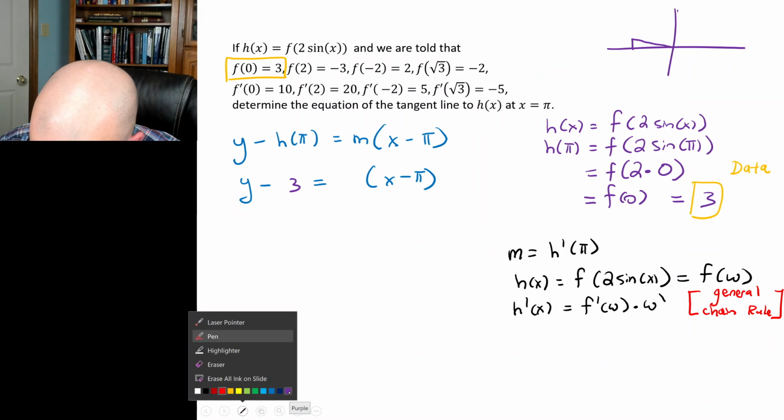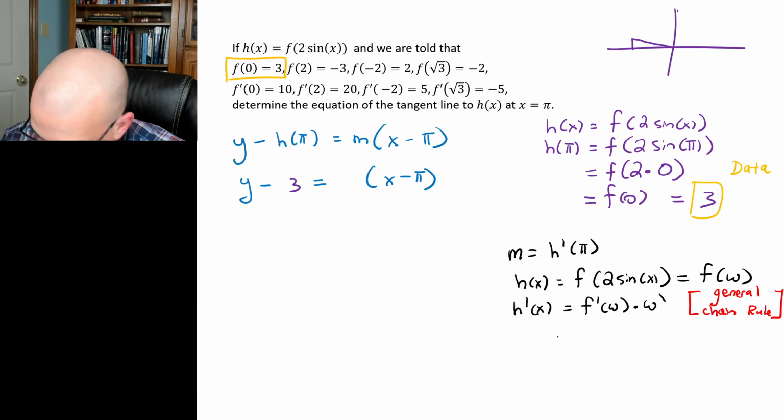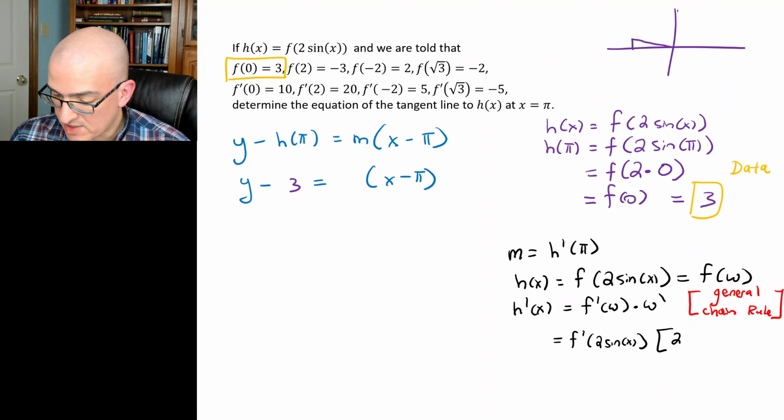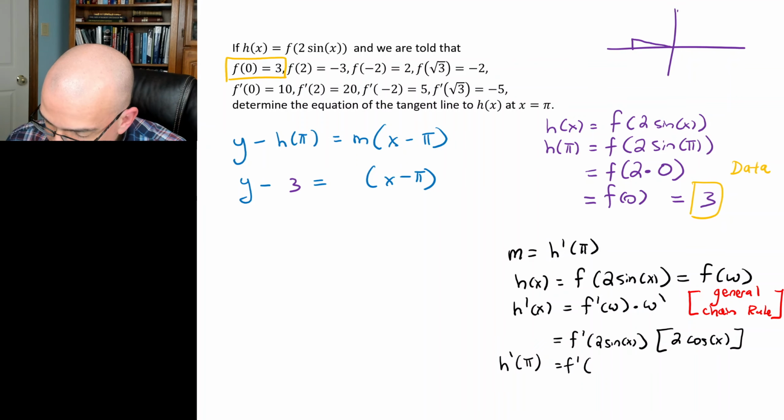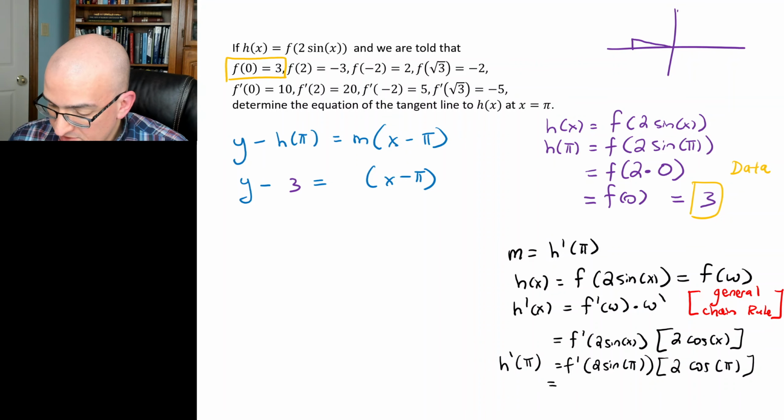Now let's put the function back in. So this is f prime of 2 sine of x multiplied by the derivative of 2 sine of x, which is 2 times the cosine of x. Now we can evaluate it at pi, h prime of pi. So we'll have f prime of 2 times the sine of pi times 2 times the cosine of pi. Well, we already found that the sine of pi is 0, so we have f prime of 0.